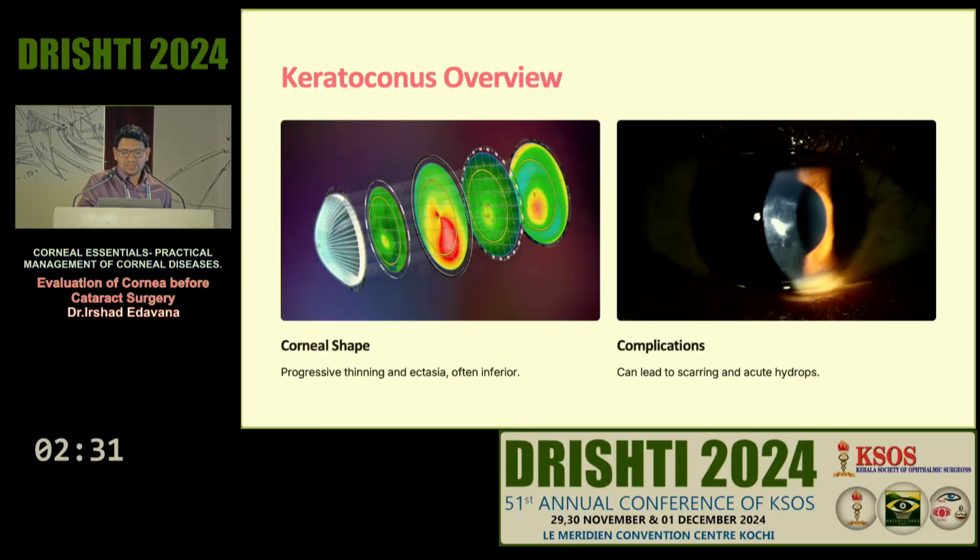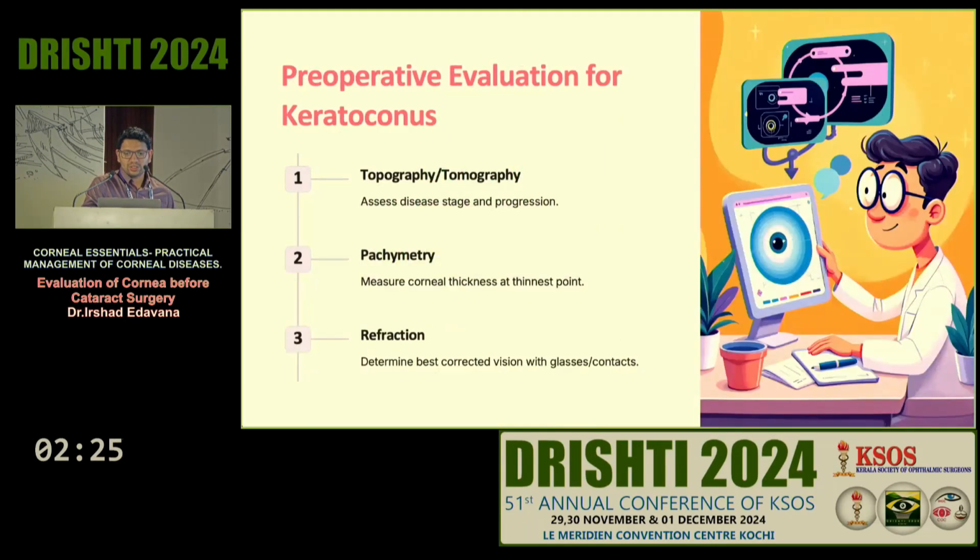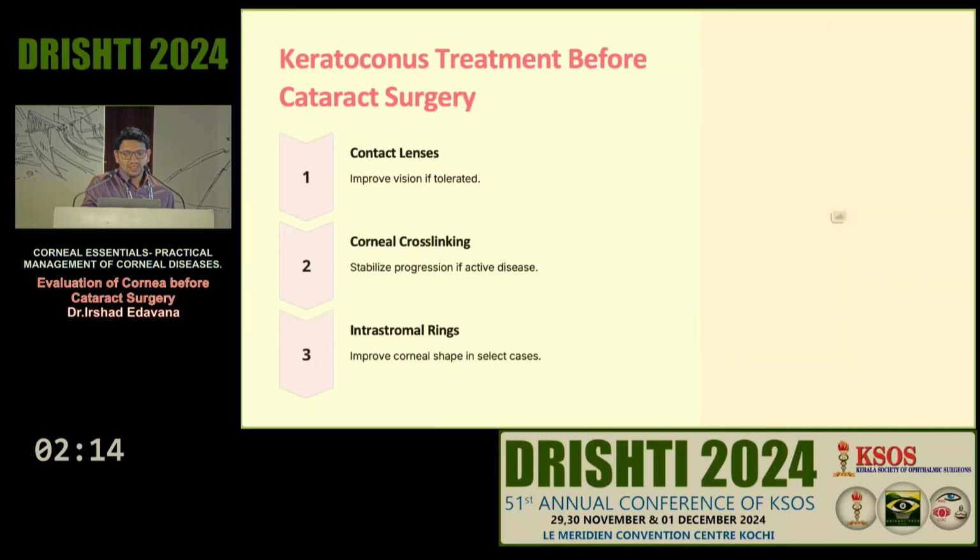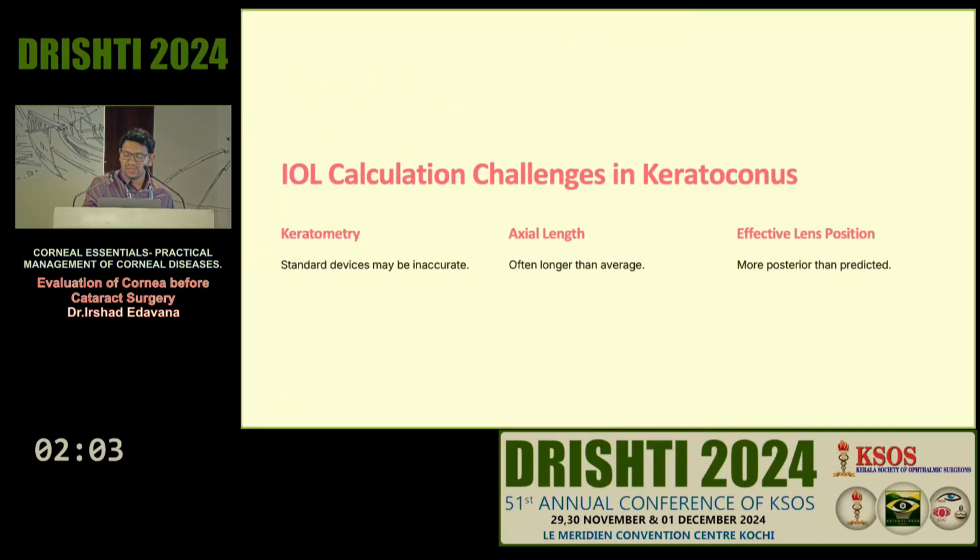Then the keratoconus. It may be just a conical cornea or an opacity after the eye drops. So preoperatively take a topo or tomo, check the thinning, what is the minimum thickness of the cornea, and do a good refraction. Before the surgery, assess the vision with a rigid contact lens. If it is a young age with a cataract, do cross-linking to stabilize the progression of the cornea, or do a ring surgery, intracorneal ring surgery.